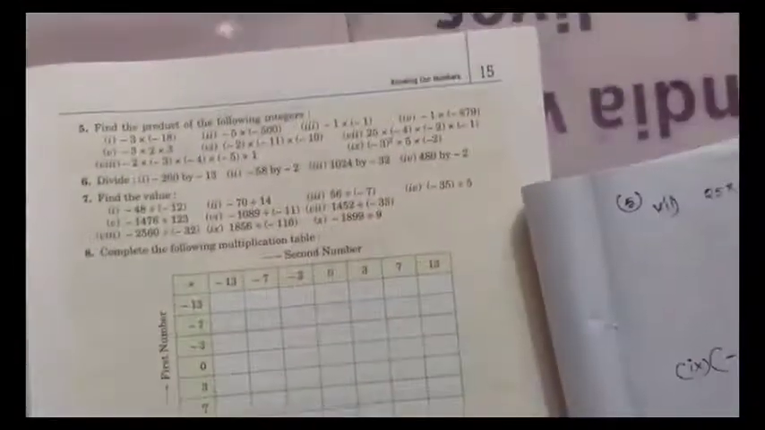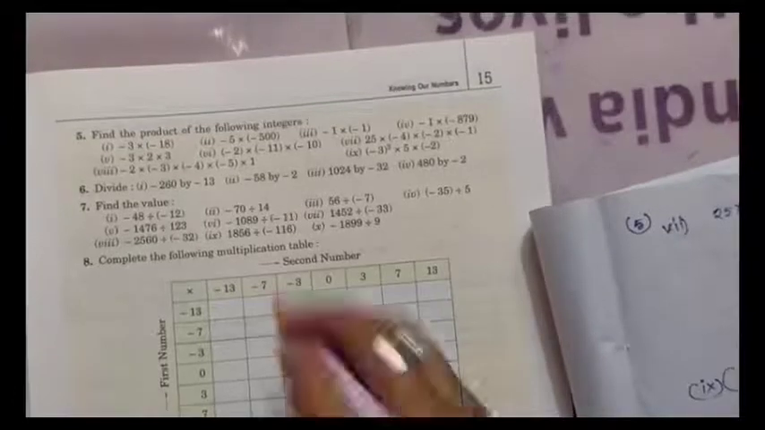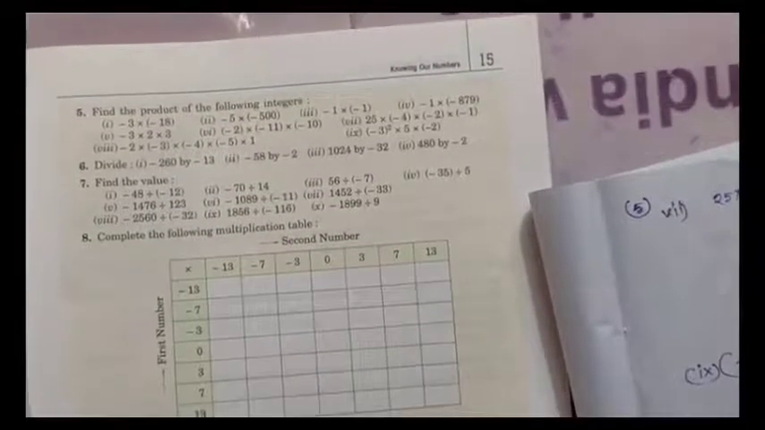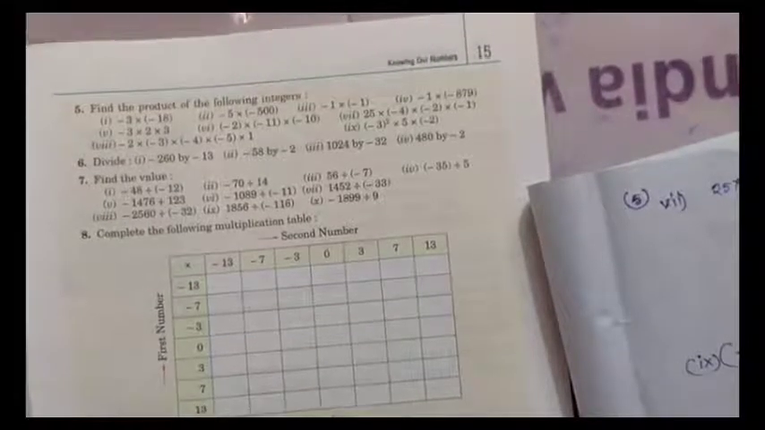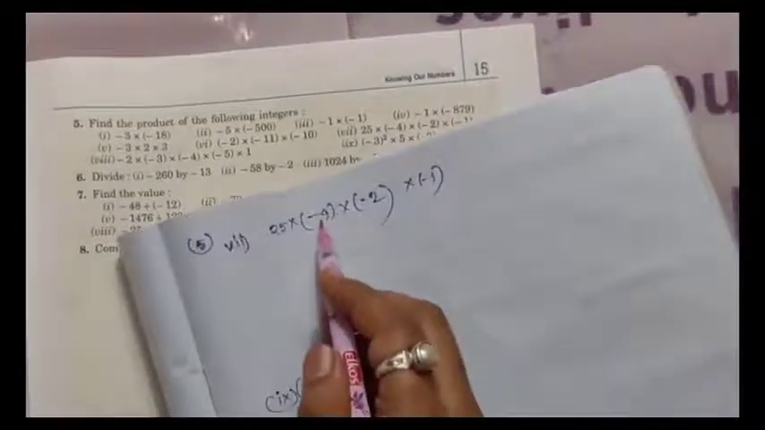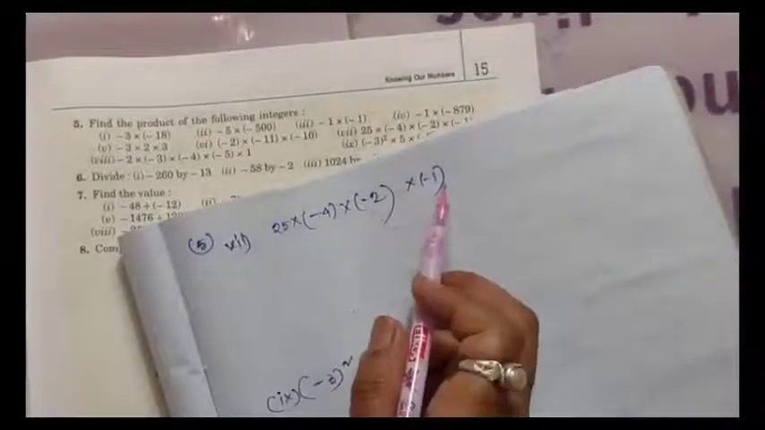Next question, question number 5. Find the product of the following integers. Here in each question some integers are given. You need to find the product of the integers. Question number 5.7. 25 into minus 4 into minus 2 into minus 1.